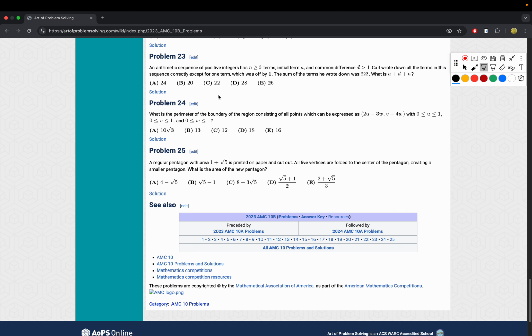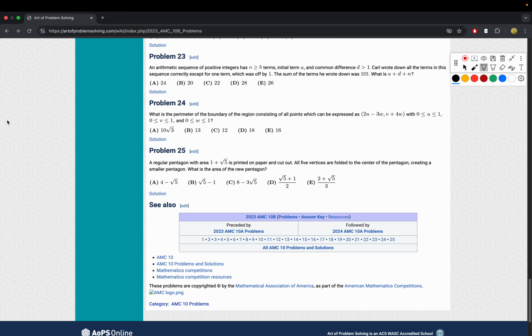So 23: an arithmetic sequence of positive integers has n terms. Curry wrote down all the terms in this sequence correctly, except for one term, which was off by 1. The sum of the terms he wrote down was 222. What is a plus d plus n?